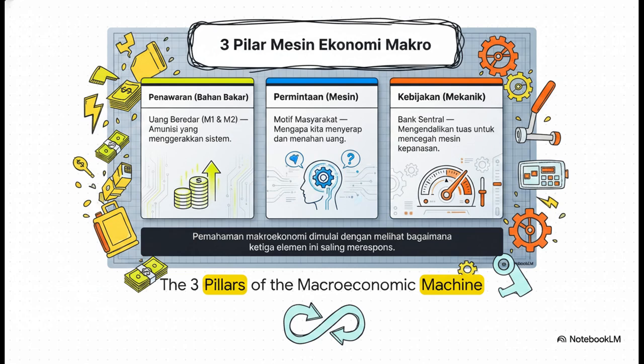To get a grip on macroeconomics, it really all boils down to how three core elements respond to one another. We've got our three pillars. First, there's supply, specifically the supply of money. Think of this as the fuel. Then, right in the middle, we have demand. That's the engine. It's you, it's me, it's all of society deciding exactly how we want to use that fuel. And finally, we have policy. That's the central bank, and they act as the mechanic. They're the ones pulling the levers to make sure the engine doesn't flood with way too much fuel or completely seize up from having too little.